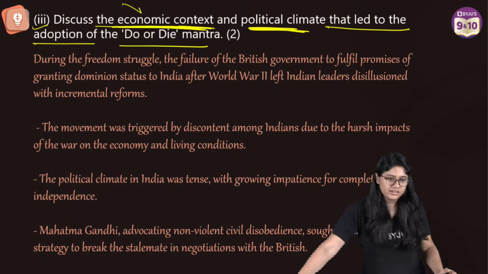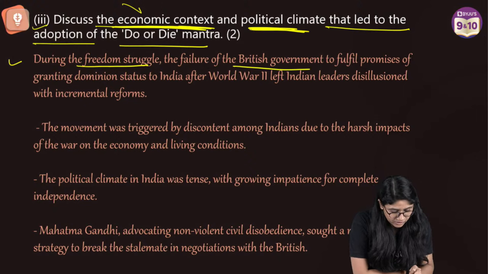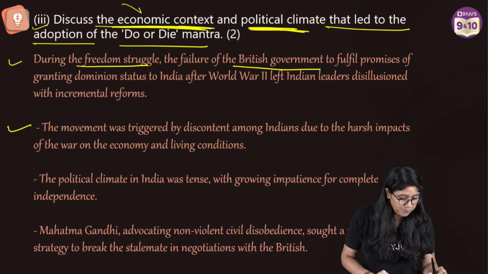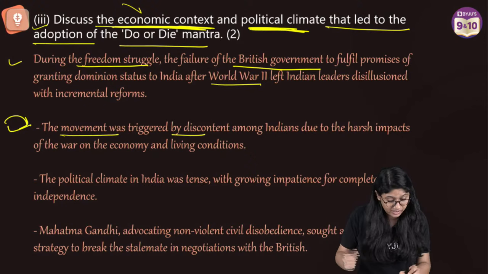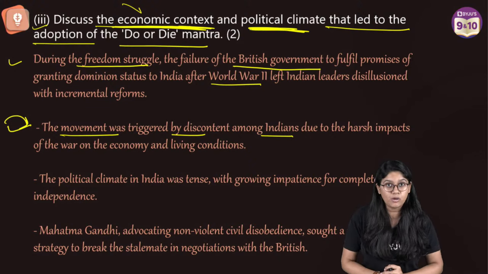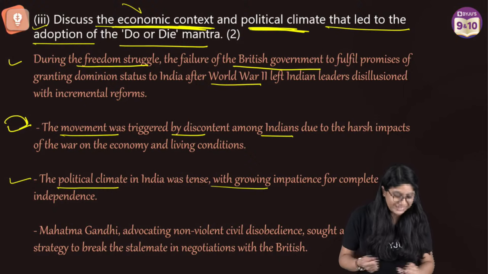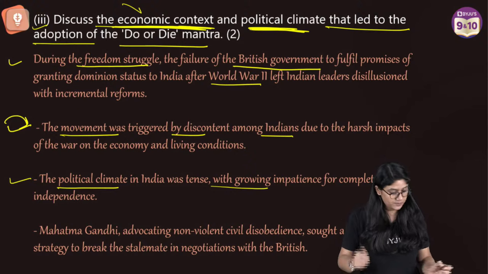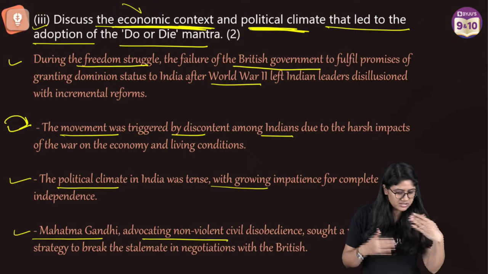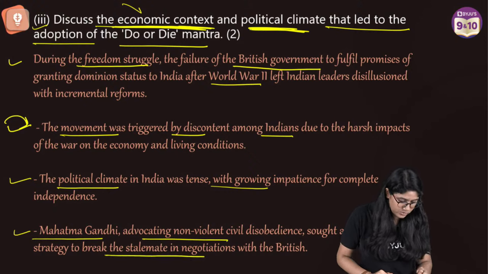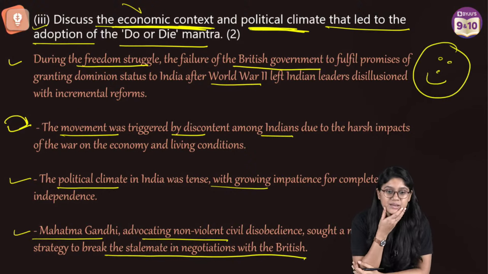We'll just put it in a very short form from the paragraph. So we know that during the freedom struggle, there was a failure of the British government and the various promises that they made, right? One of the important things we will remember over here is that they have mentioned World War II. First, the movement had triggered discontent among the Indians due to the harsh impact on the economy and living conditions. Second, the political climate in India was tense because, of course, they were growing impatient for complete independence, or complete Swaraj. And later, Mahatma Gandhiji, advocating the non-violent civil disobedience movement, sought very decisive strategies to break the stalemate of negotiation with the British. This is very, very crucial, right? So this is how you can write the answer in the examination.